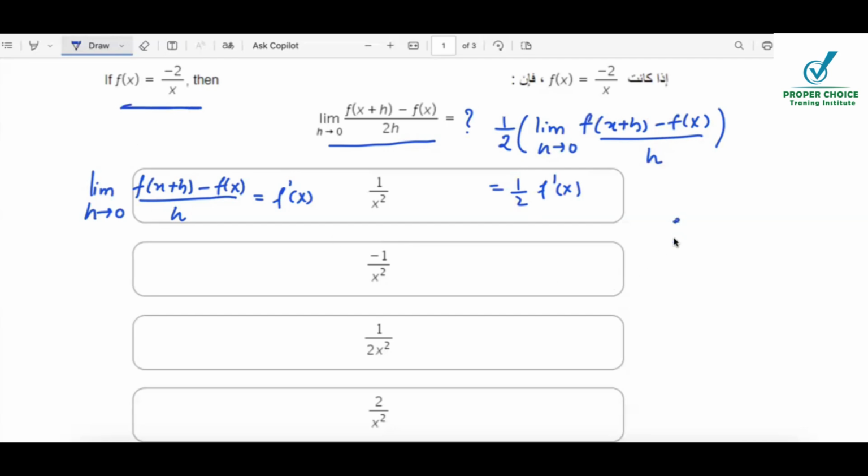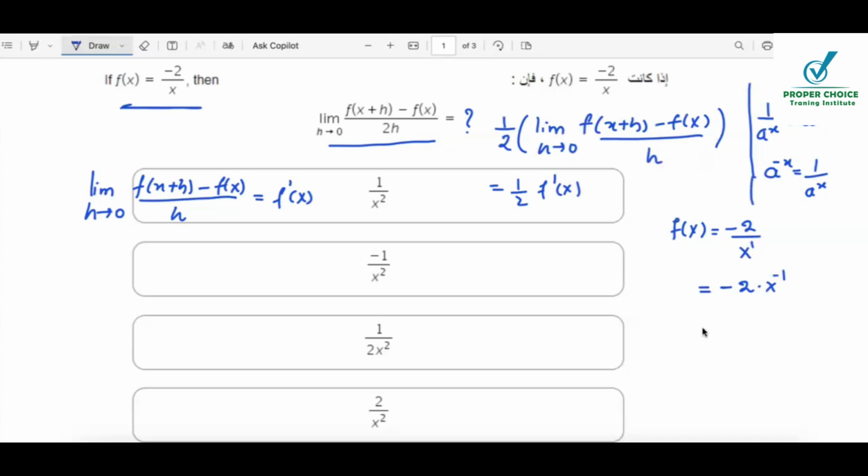So let me write it down. f of x is equal to negative 2 by x. This can be written as negative 2 times x to the power minus 1. The power of x, where nothing is written, means 1. And as per the exponent rule, please remember this: 1 by a to the power x can be written as a to the power negative x. Similarly, a to the power negative x can be written as 1 by a to the power x. That is how you can write it down, and I can rearrange it.